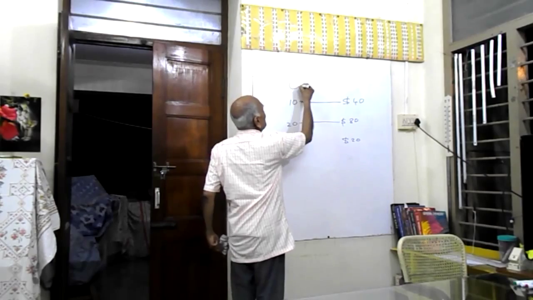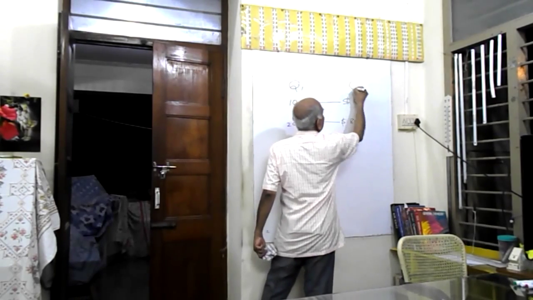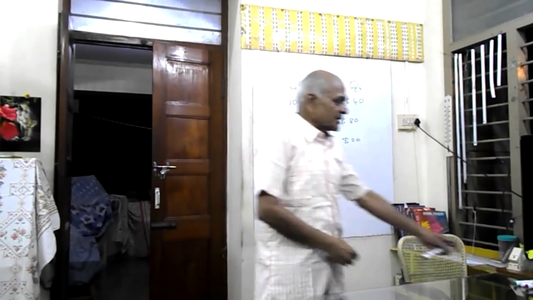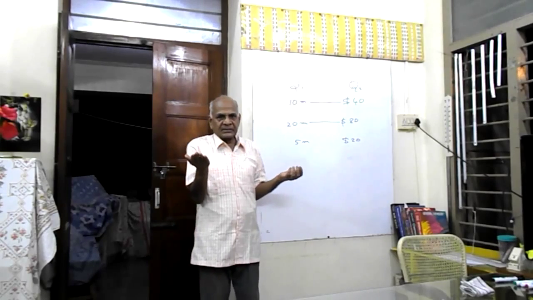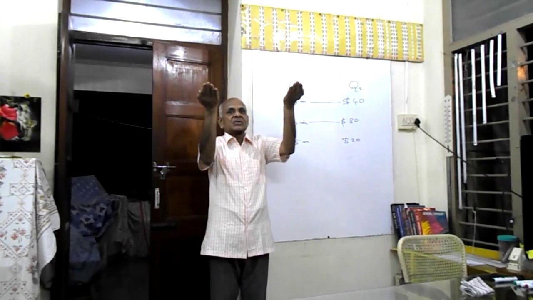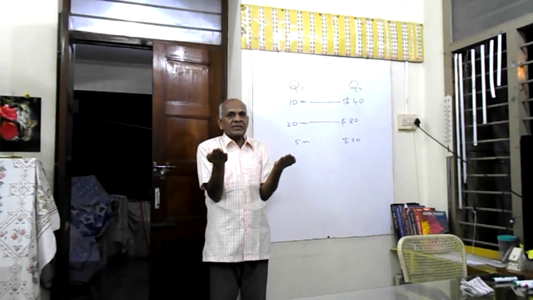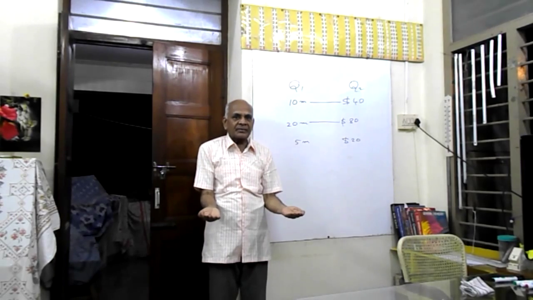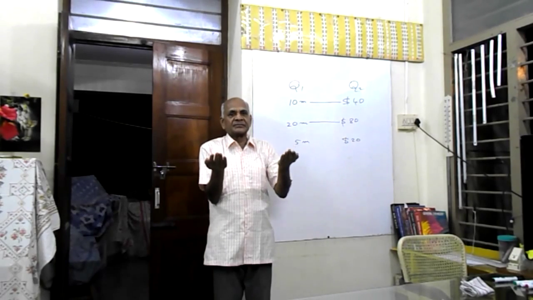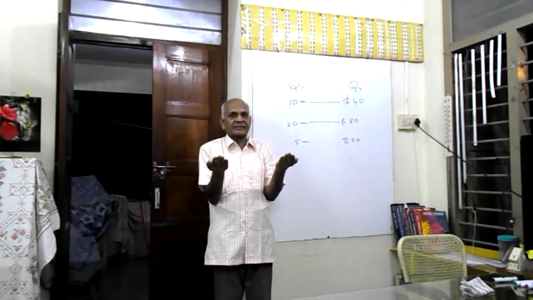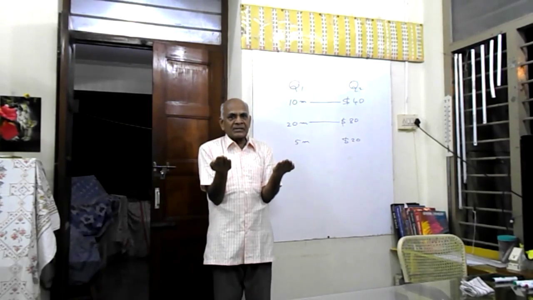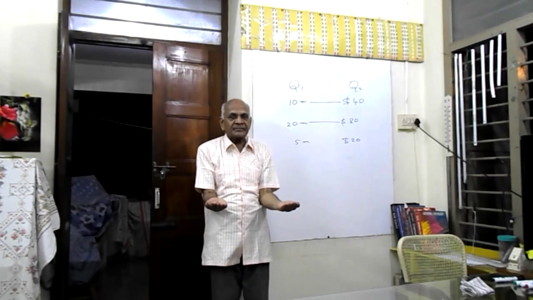Let me call this quantity 1. Call this quantity 2. Now, quantity 1 this side, quantity 2 this side. If quantity 1 is doubled, quantity 2 is also doubled. If quantity 1 is halved, quantity 2 is also halved. Never say quantity 1 increases, quantity 2 increases. Don't use that language. You must use double, triple like that. If quantity 1 is doubled, quantity 2 is also doubled. If quantity 1 is halved, quantity 2 is also halved.